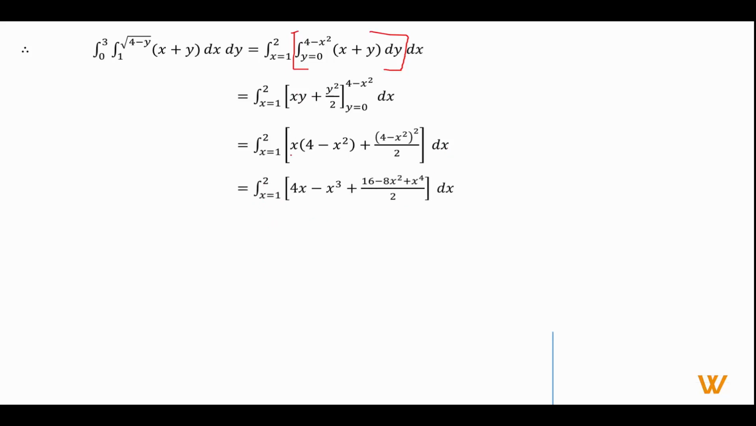We get integration limit x varies from 1 to 2. This term is 4x minus x into x square is x cube, plus, now expand this bracket: 4 square is 16, minus 2 into 4 is 8, 8x square, plus x raised to 4 upon 2, dx. Now integrate this with respect to x.